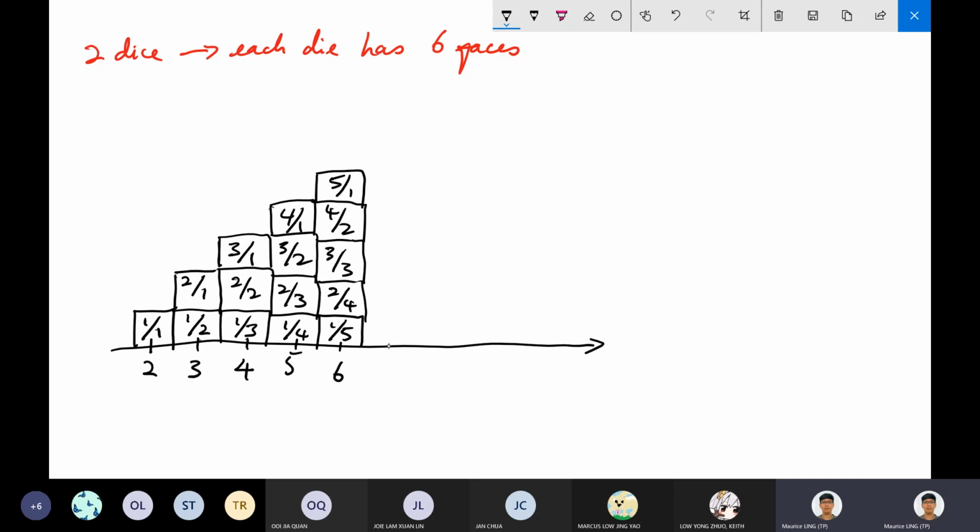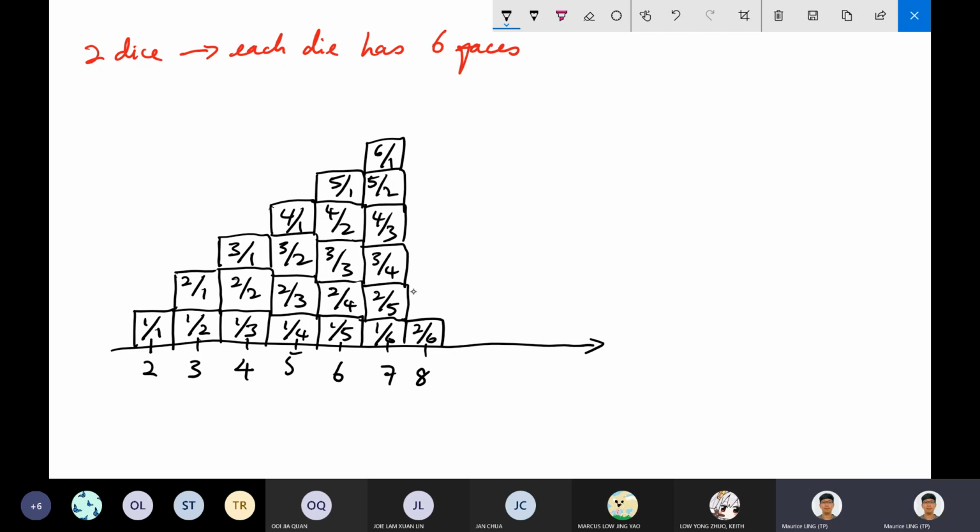Okay. To get 7: 1 and 6, then 2 and 5, 3 and 4, 4 and 3, 5 and 2, it's just the reverse. And here, 6 and 1. Okay, to get 8. How do you get 1 and 7? 2 and 6, correct. So you end up with 2 and 6. There's no 1 and 7.